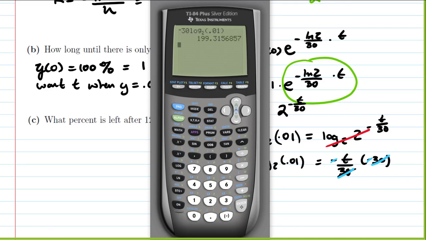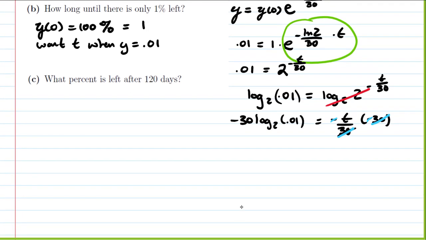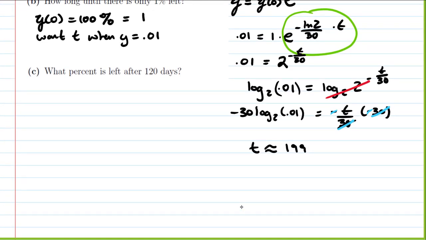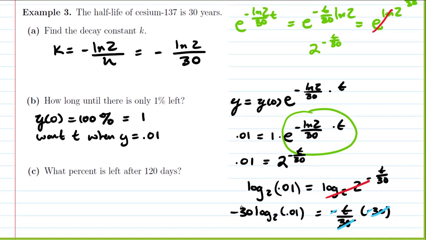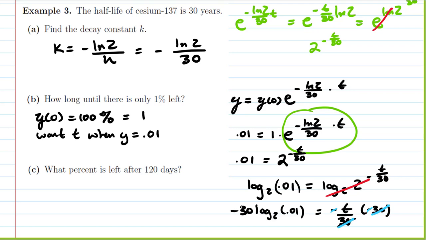And we press enter, and we get 199.31. So we get t is approximately 199. So it would take about 199 years for 99% of the cesium-137 to decay. So the last one is, what percent is left after 120 days?